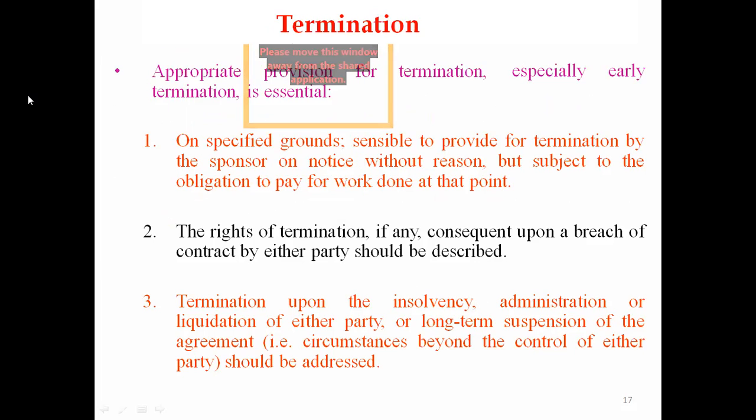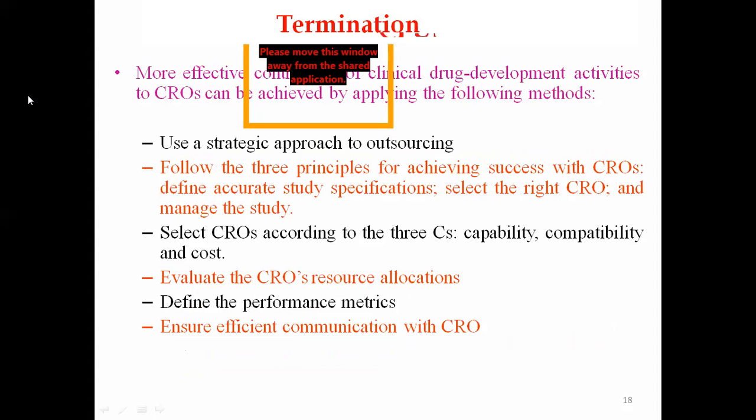On specific grounds, it is sensible to provide for termination by the sponsor on notice without a reason. Is there any obligation for the work at that point of time? Then he has all the rights to terminate that particular work. Termination on insolvency or administration, or due to long-term suspension, or as per the agreement. You have all the right to take this kind of action.